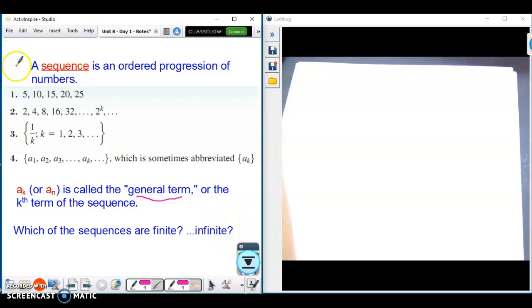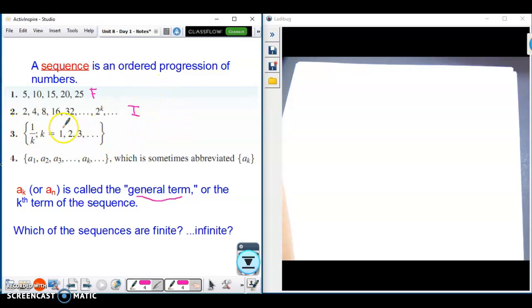Out of our examples we have here, the first one, if you look, is 5, 10, 15, 20, 25, and then it doesn't have anything after that to tell you that it keeps going. So this would be considered a finite sequence. But now looking at number 2, see how it gives us a formula and it says it keeps going on forever. So number 2 would be considered our infinite sequence.